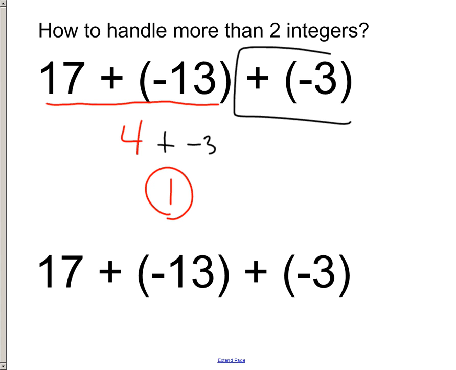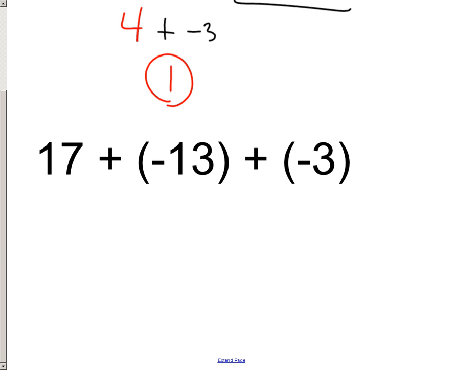You can get the same answer, though, doing it in a different way. Some people love the fact that when they see two negatives being added together, they just jump on that. Negative 13 plus negative 3 is negative 16. And then they pull down the 17 plus. 17 plus negative 16 is 1.